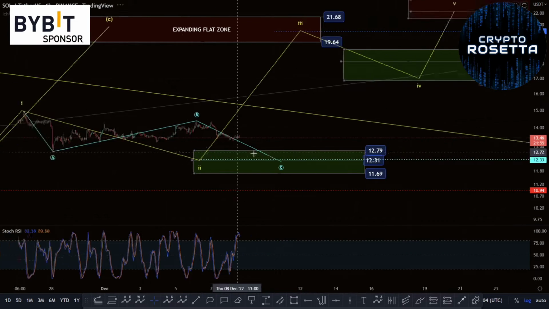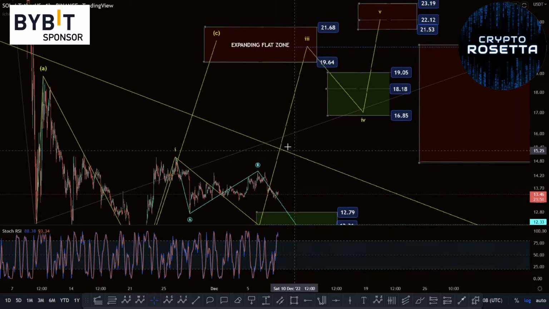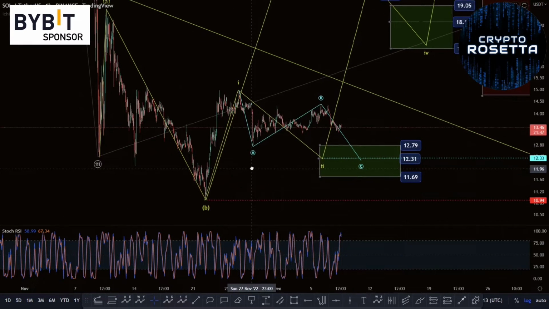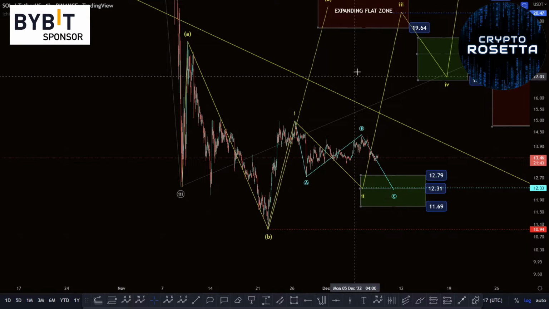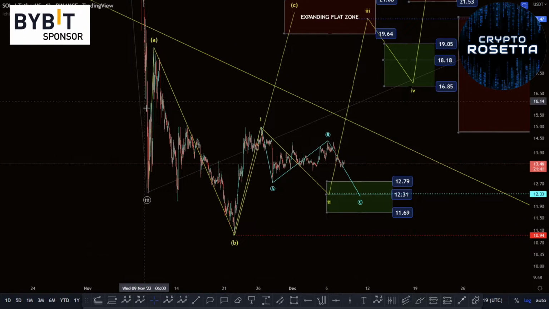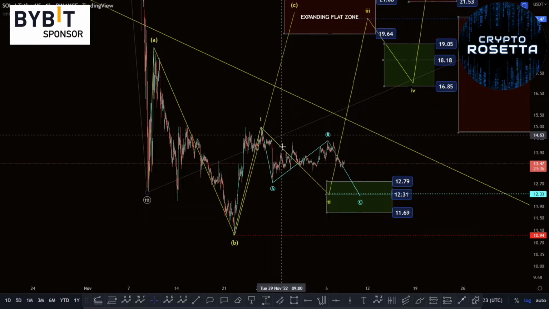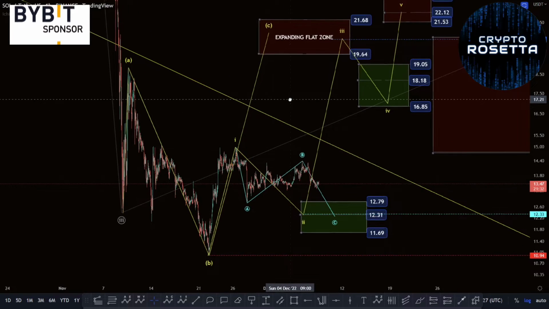So if we come back down here to the smaller time frames, basically what we're looking for here is the potential that we have an expanding flat correction, and what that is, it's a correction that is a 3-3-5 move, and basically these internal waves will be 3, 3, and then 5 waves to the upside. So we are looking for evidence that we could potentially be having a 5-wave move to the upside here.